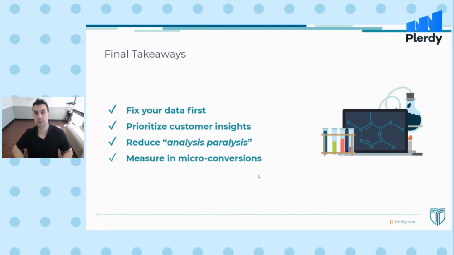And then lastly, measure in micro conversions. Too often, I talk to brands, I talk to executives who look at conversion rate optimization in a vacuum where only conversion rate is what they care about. Hey, our conversion rate is 3%, it needs to be 4%. That's the wrong way to do it.